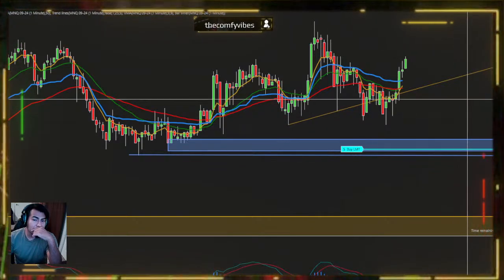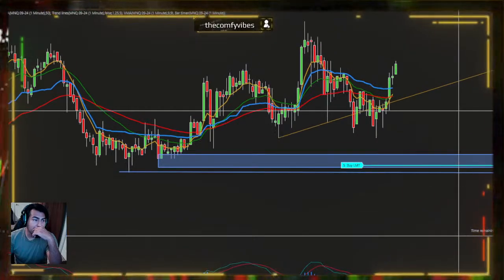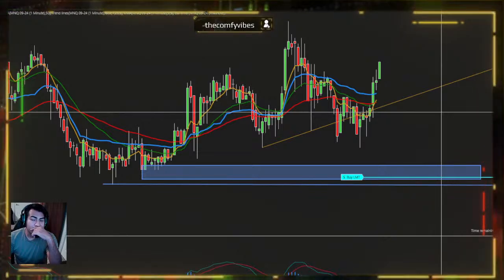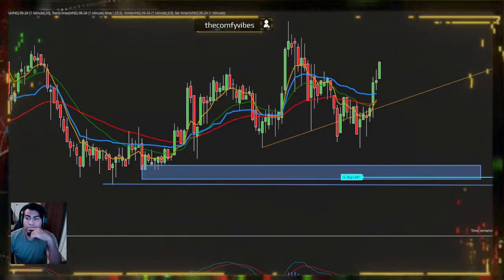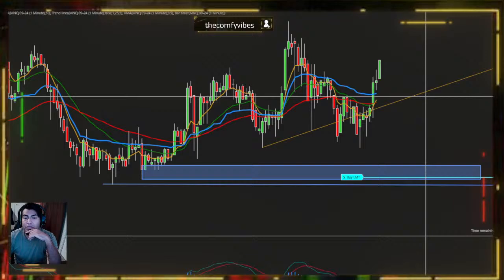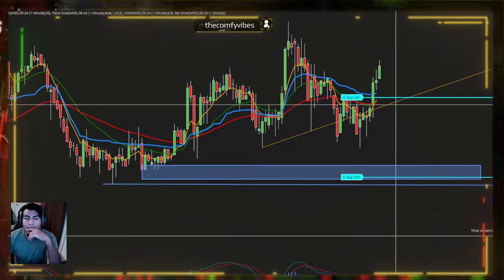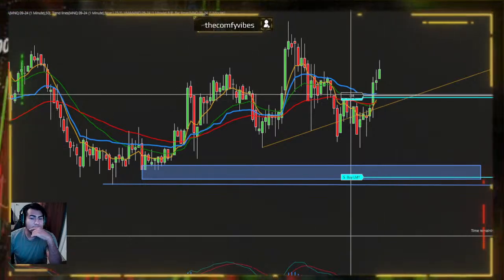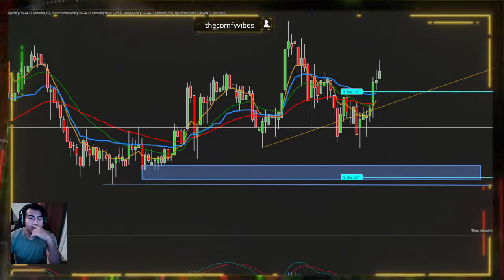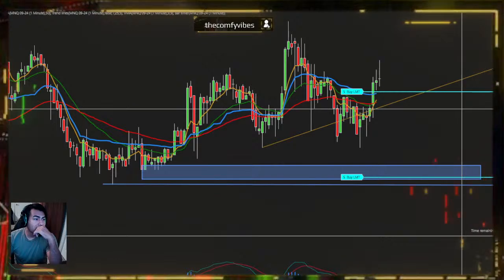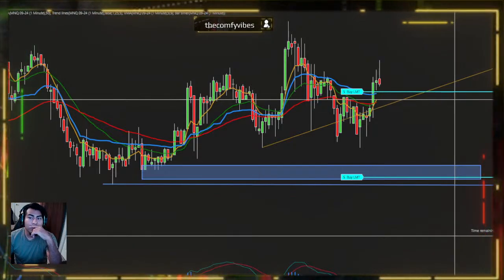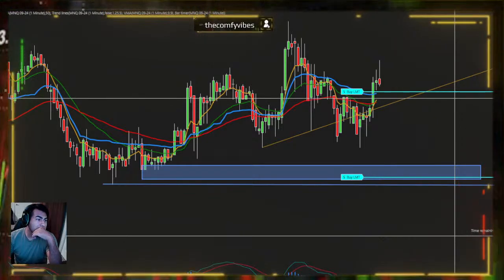Let's reposition ourselves again. I want to see it come back to that 7 and see if we can get a good push up. I want to get back in at that 7, so I'm gonna go ahead and put a buy limit right here. I'm up 50 bucks.